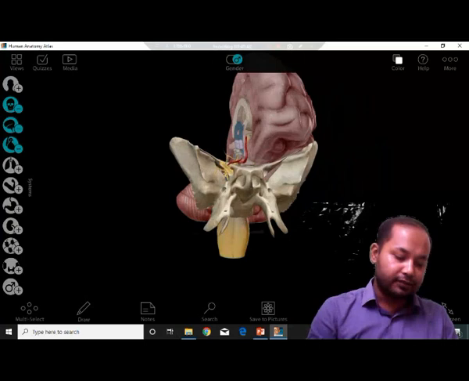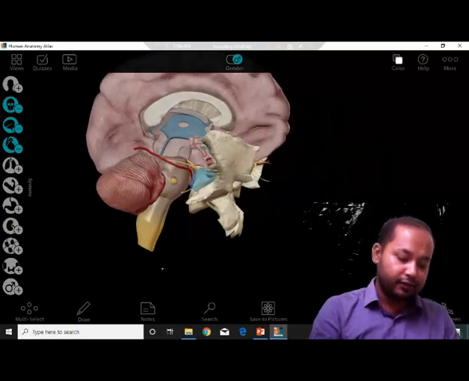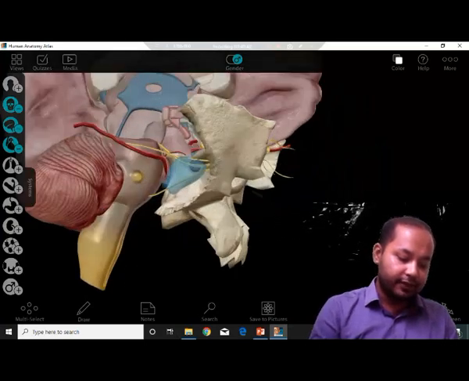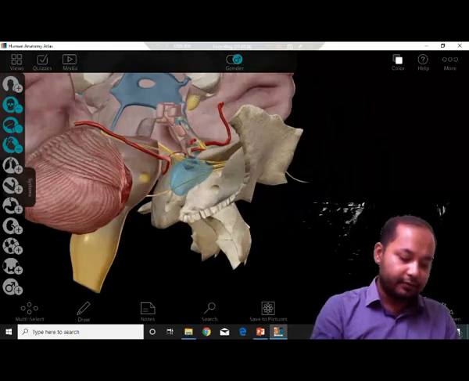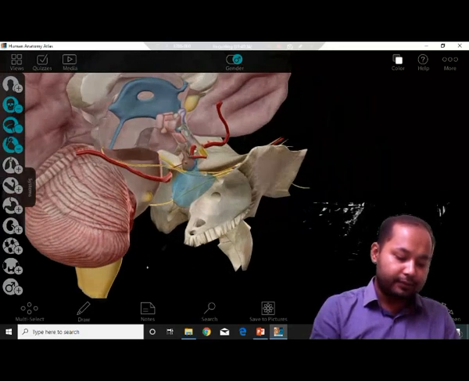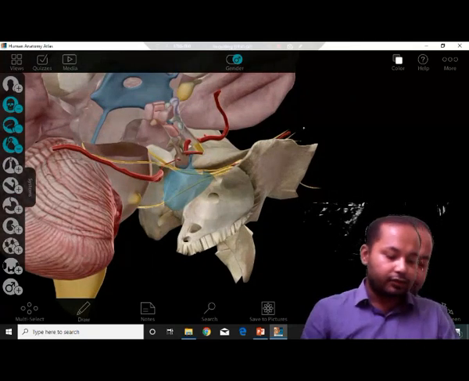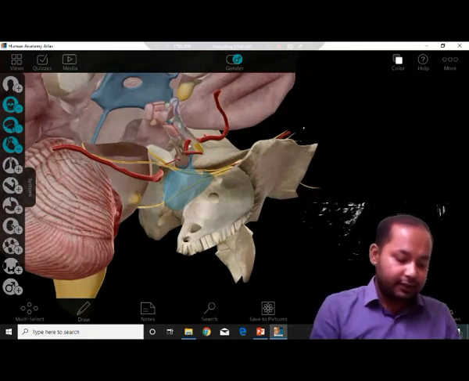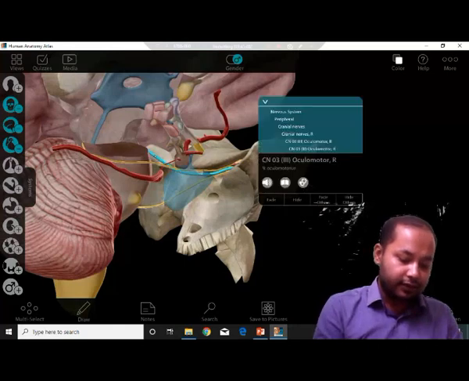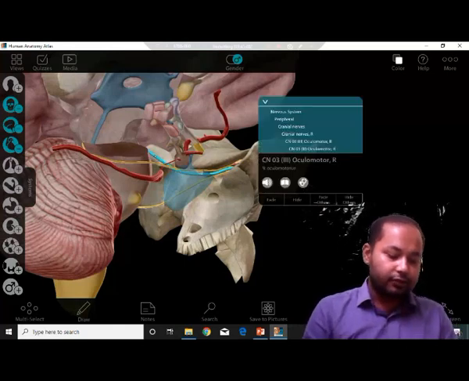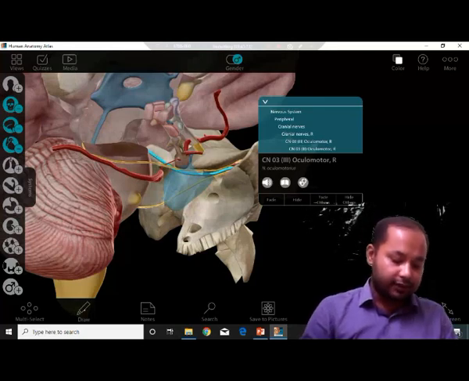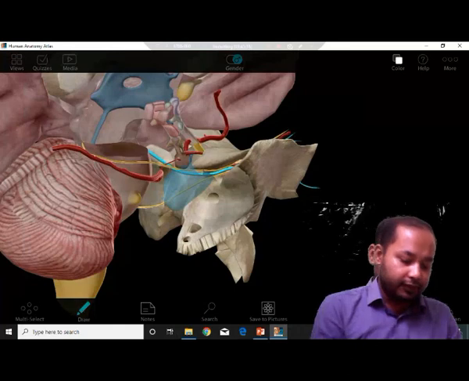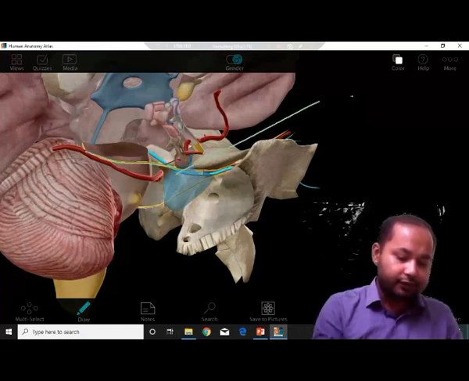So let us move it and go inside to be very clear. My computer has become a bit slow. Okay, so here you can see that this is the oculomotor nerve. I think you can make out this is the oculomotor nerve which has been highlighted, and all the other nerves that you see here. So this is the trochlear nerve which is coming from the back side.